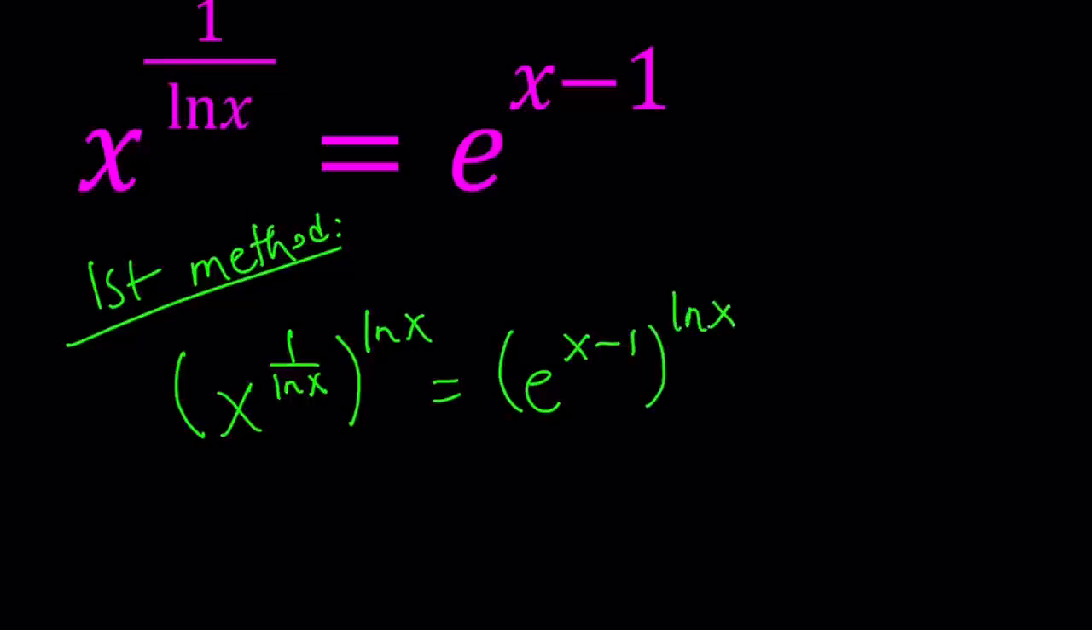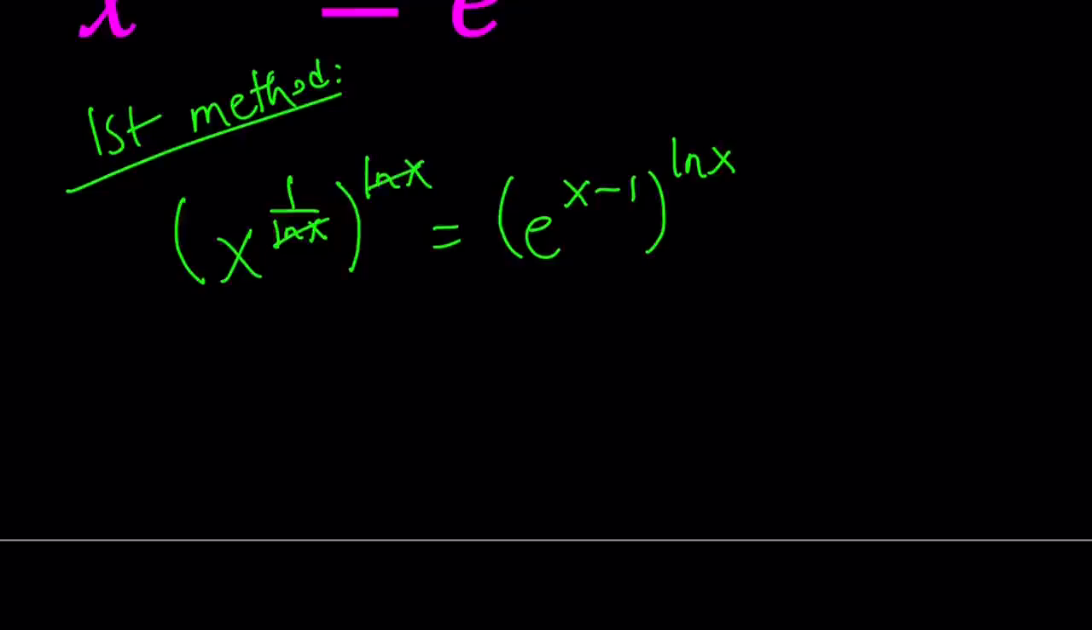Great. Now when you multiply the exponents, ln x cancels out, leaving us with x to the first power, which is the same thing as x. And on the right hand side, we get something more complicated. But don't worry, we're going to distribute it and simplify it. Since ln x is going to be multiplied by x minus 1, I can go ahead and distribute it and write this as e to the power x ln x minus ln x.